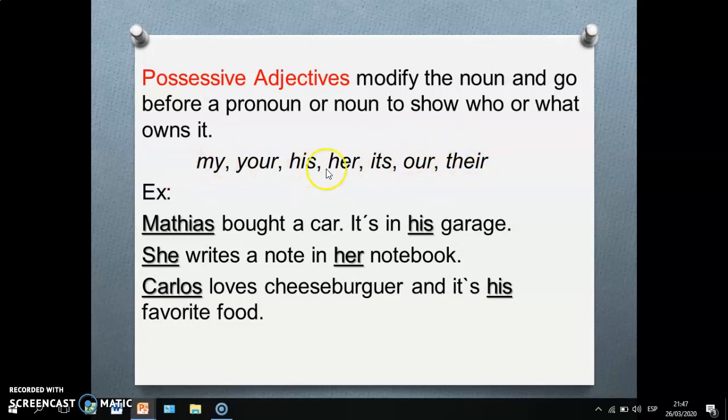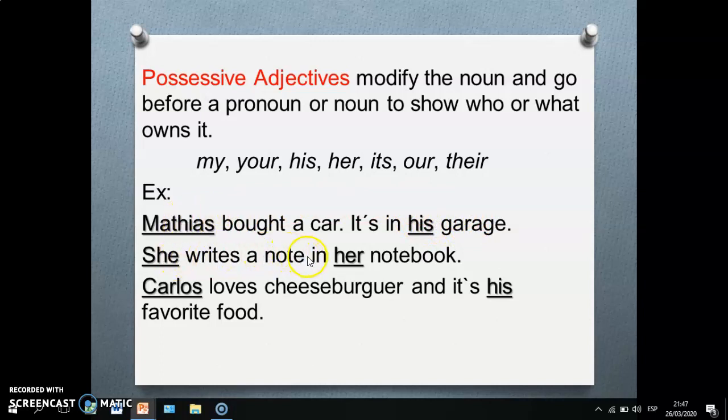Remember, this shows us possession. Example: Matthias bought a car. It's in his garage. His shows me that the garage is Matthias's.